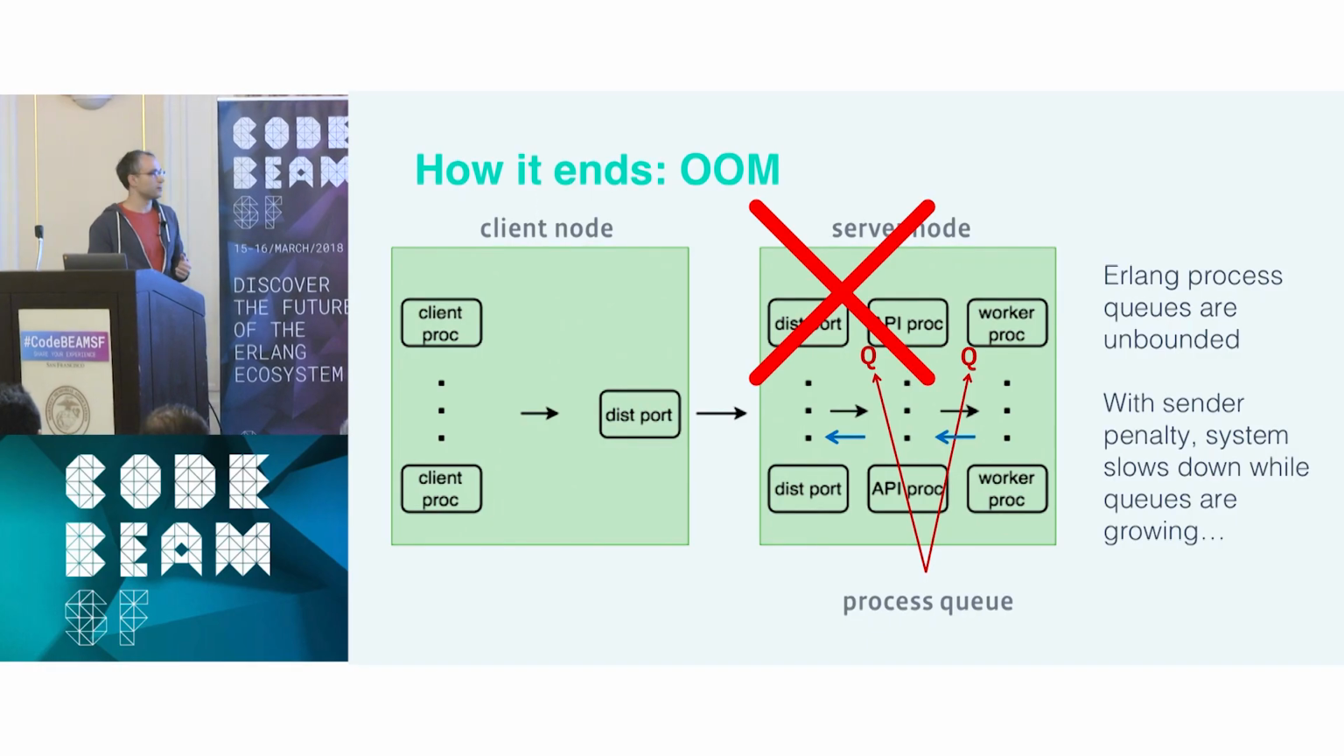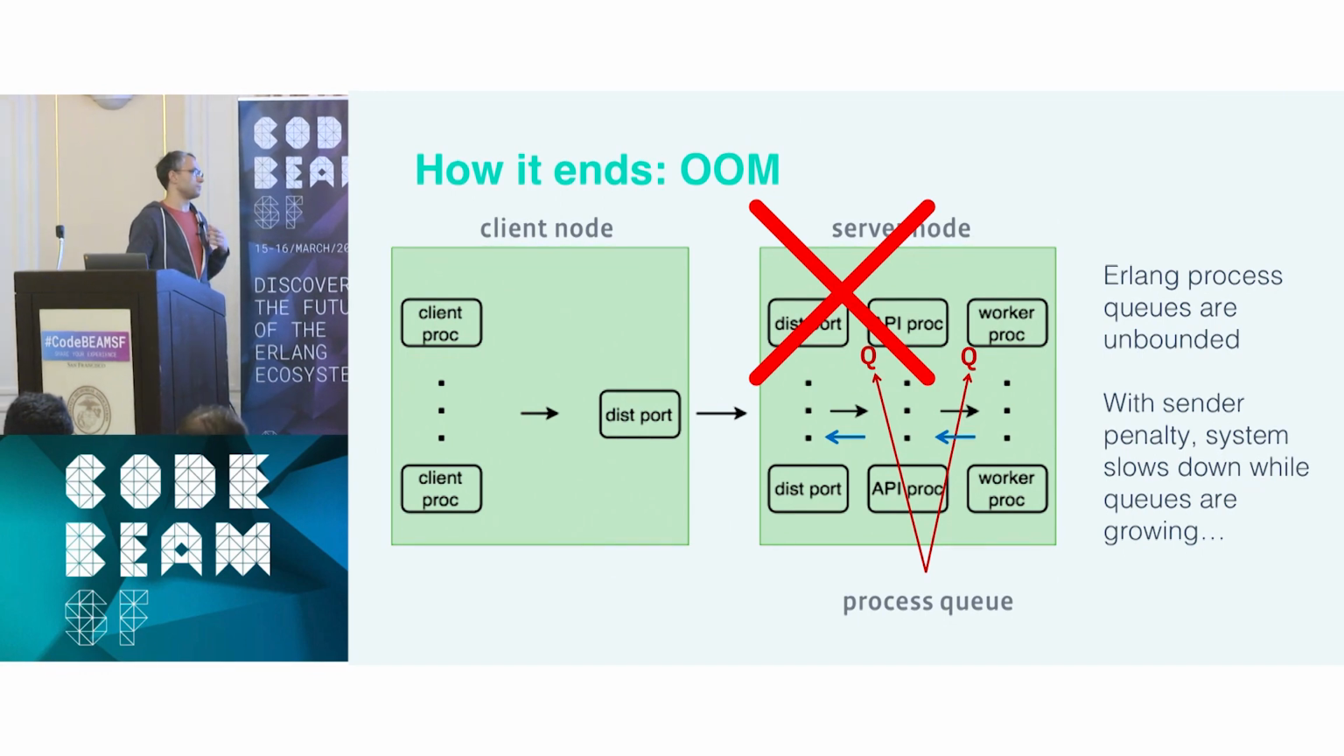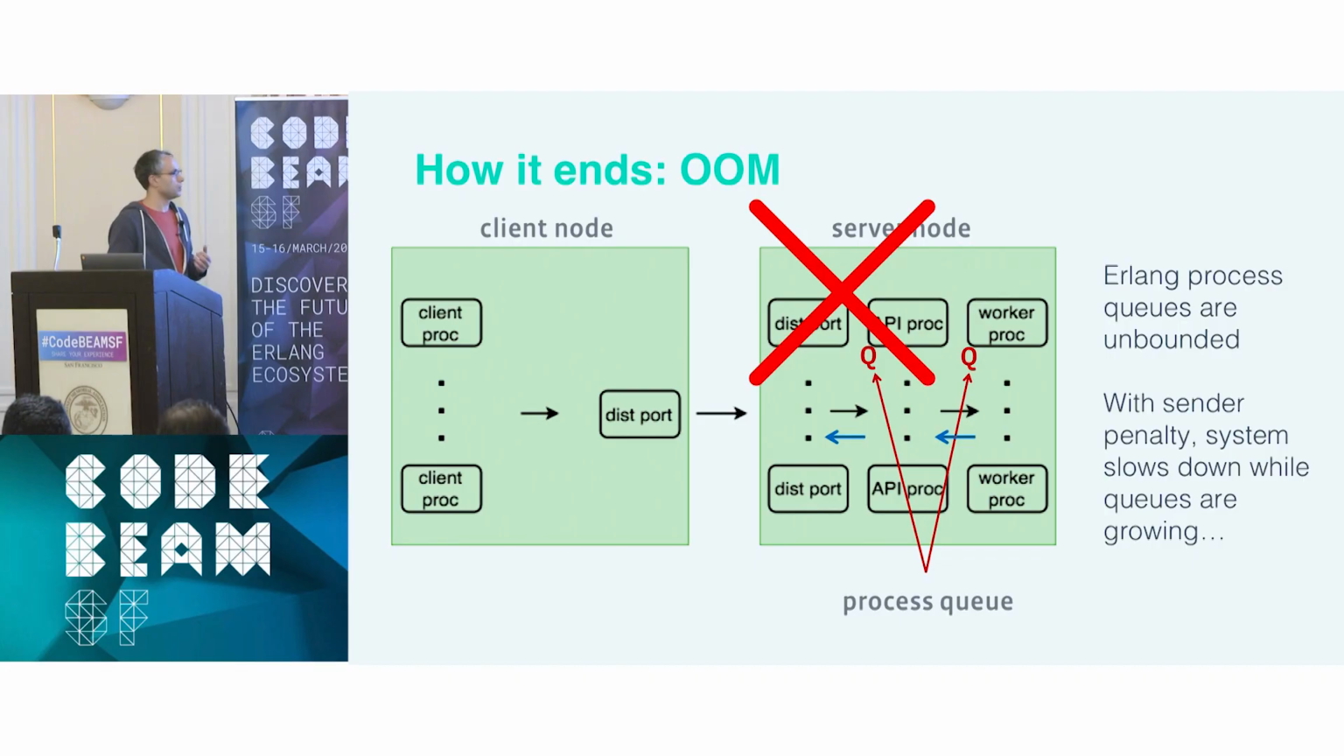Another thing is that Erlang process queues are unbounded, and we know that with the sender penalty, the system gets slower and slower as the queues grow larger. The penalty is proportional to the size of the queue. So it is quite a common failure when the node goes out of memory and crashes. And sometimes that's actually a good thing. If there is an unaccounted problem, it's much better to have the node crash completely and quickly, rather than keeping it in a half-working state, still taking requests but not doing anything. It's easier to crash and have a clean failover than to struggle.